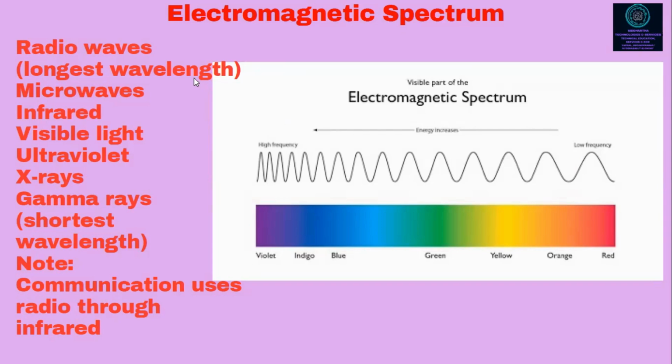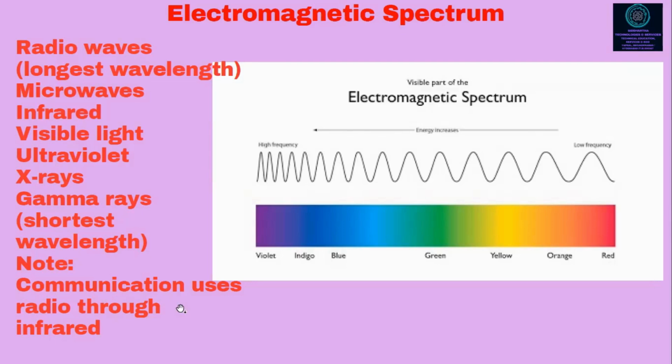We will discuss one more very important topic, the electromagnetic spectrum. When we talk about the electromagnetic spectrum, radio waves have the longest wavelength, followed by microwave, infrared, visible light, and ultraviolet. The shortest wavelengths are X-rays, gamma rays, and so on. The note to make is that communication uses radio through infrared. You have to remember this electromagnetic spectrum chart and study it. We can study more in detail, but I have given you a little idea about it.